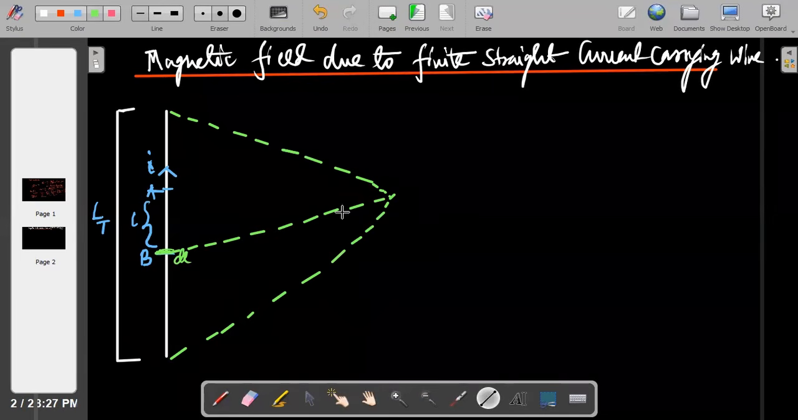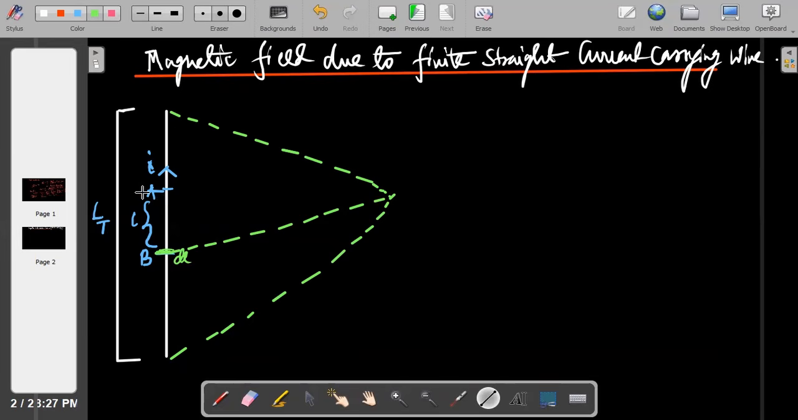We are joining these 2 points, right? And from this A, we are taking a straight line, which is actually perpendicular to this plane. From P, it is perpendicular to this length. So the angle will be 90 degrees. In that manner, we are pointing.